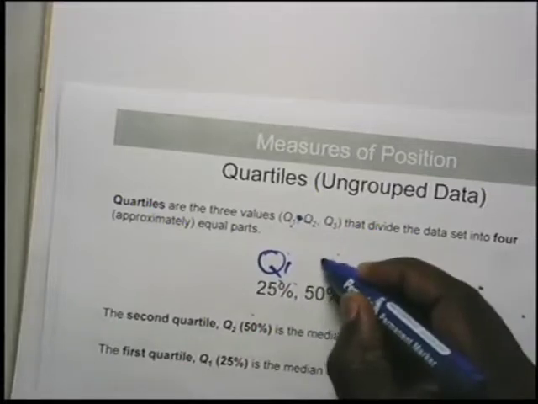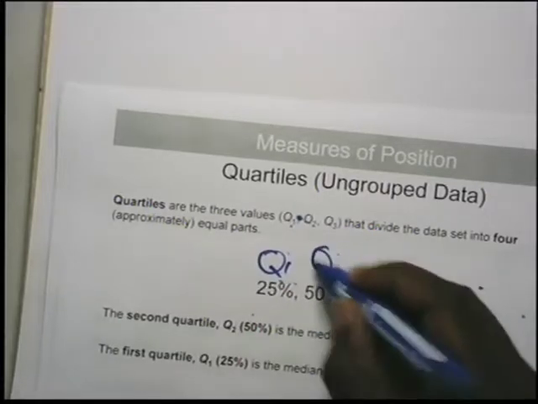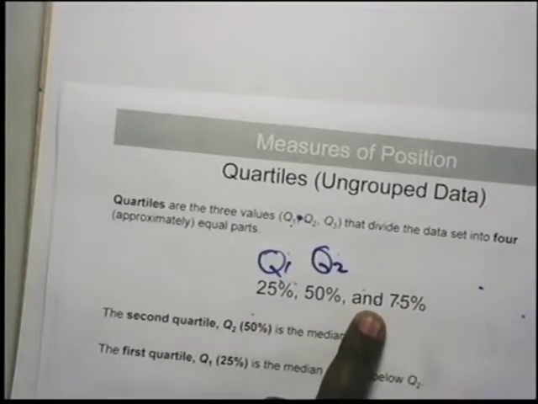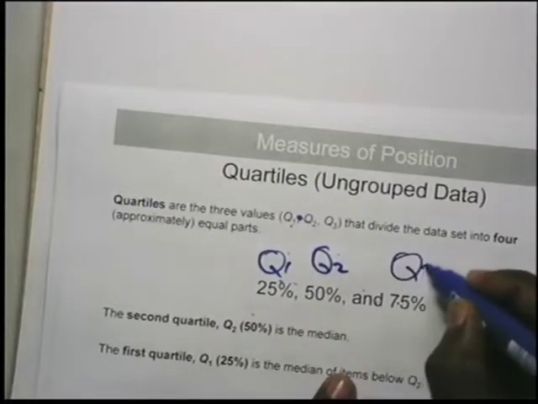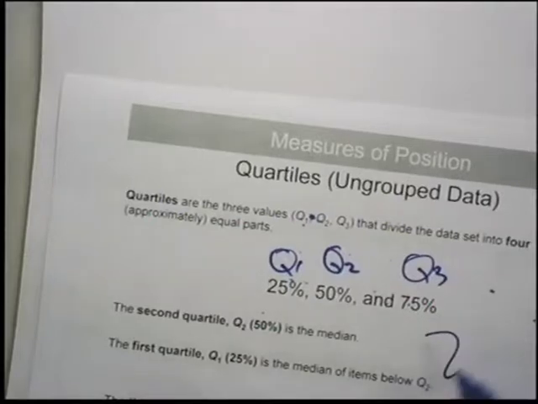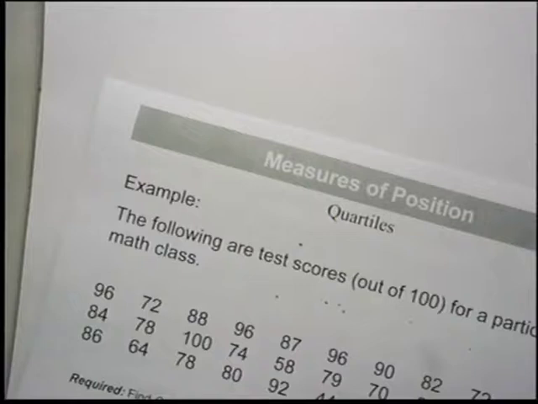Then the second quartile is equal to half, which is Q2 here. And the third quarter becomes Q3, 75% of the given data. That's what we simply mean. So this is what we have also indicated here, dividing the data into those three quarters.